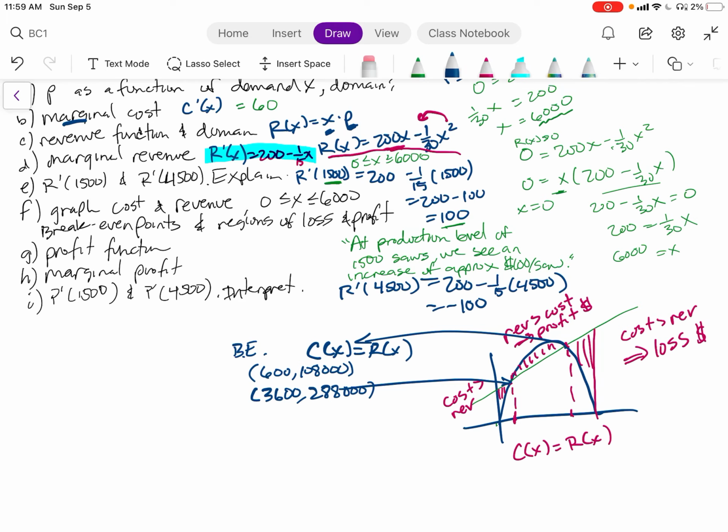Okay. And that's why in that previous one, R prime of 4,500, our marginal, we were actually losing because we were out here in this region, right? We were beyond 3,600 for X. We're at 4,500. Anywhere between 600 and 3,600, we're profiting.